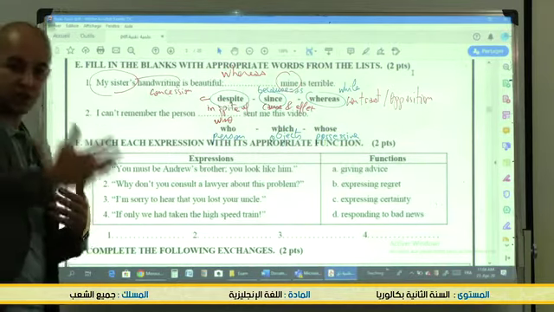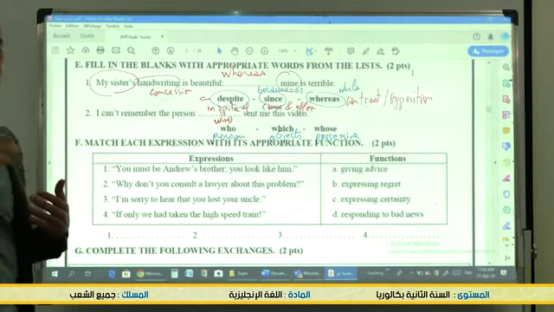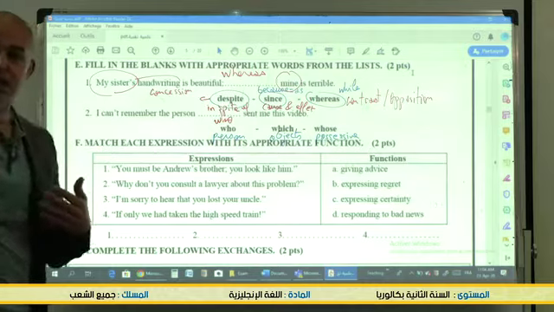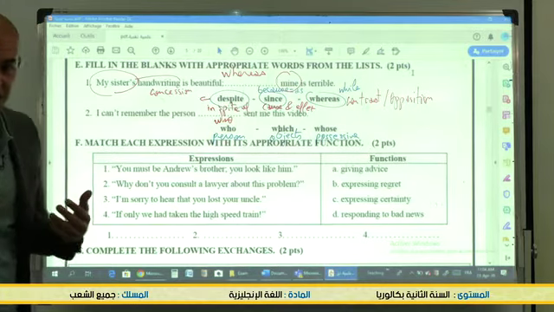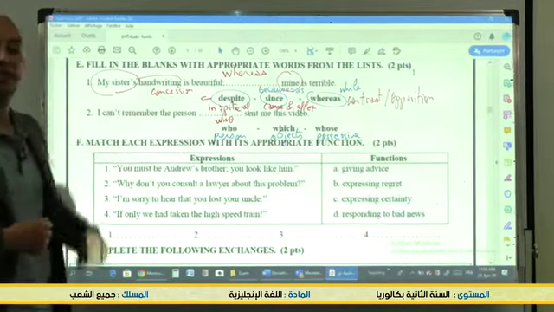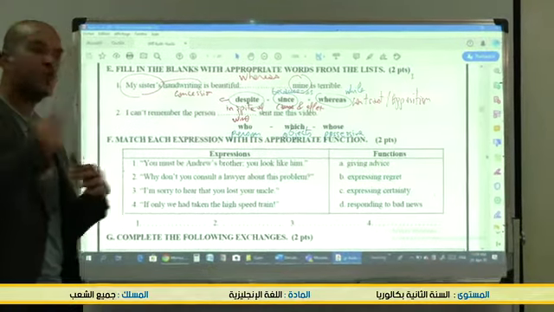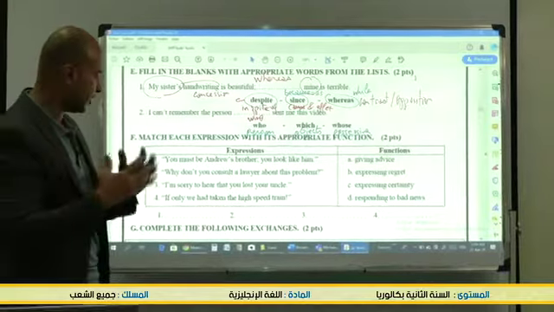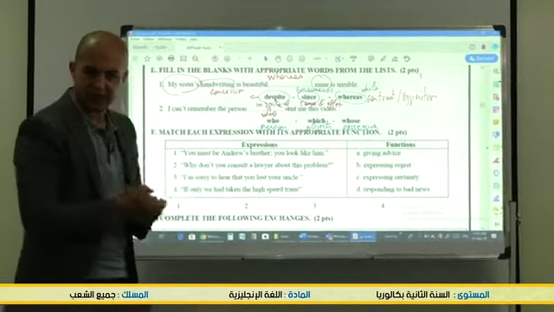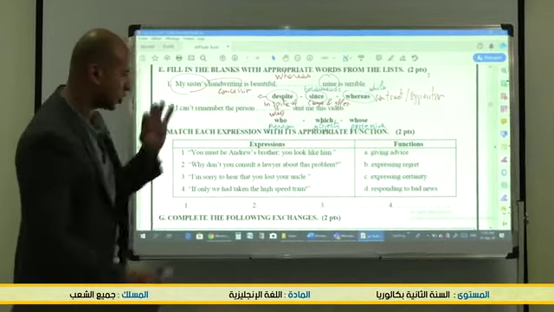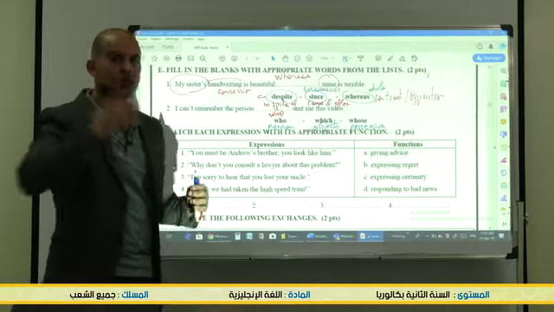They tell you study hard, work hard, sleep early. For example, your teachers also give you advice, listen to English songs, etc. Expressing regret when you do something or you don't do something. You regret doing it or not doing it. That's a regret. C, certainty, when you are sure about something. You are certain, you are sure. And D, responding to bad news. If you hear bad news, what do you say?